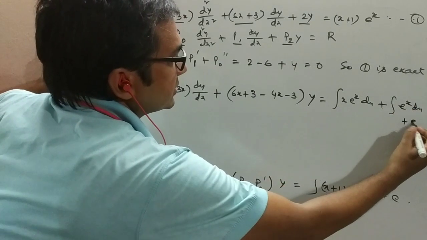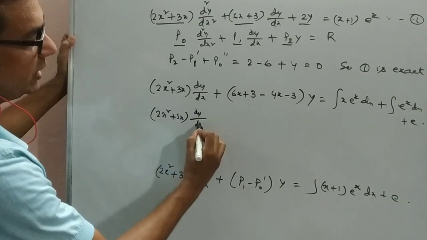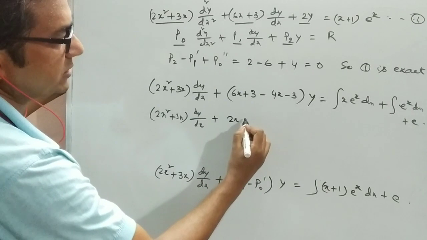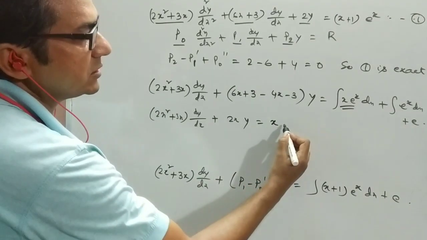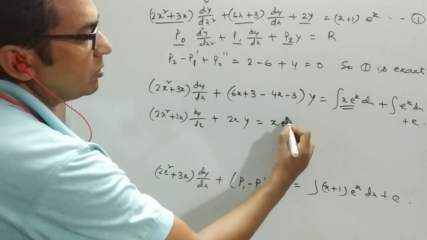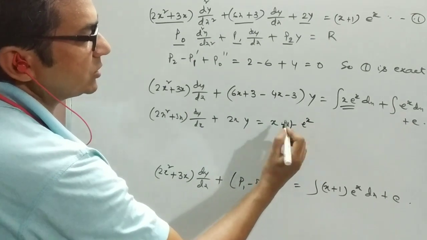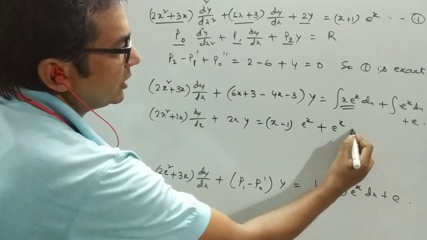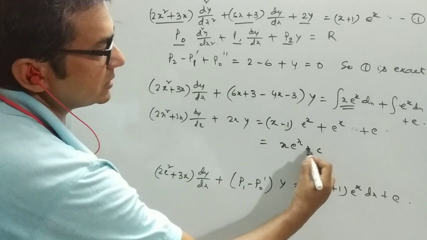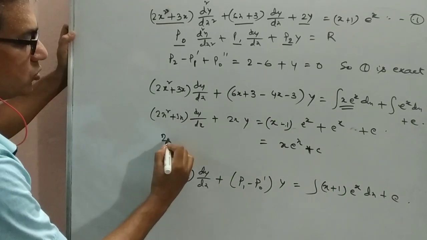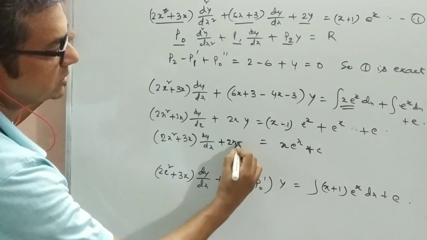integration e to the power x dx plus c, that is (2x square plus 3x) into dy dx plus 2x into y equal to integration of this is x e to the power x minus e to the power x, that is (x minus 1) into e to the power x plus e to the power x plus c, that is x e to the power x plus c, and (2x square plus 3x) into dy dx plus 2x into y.